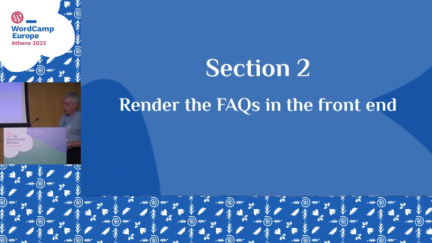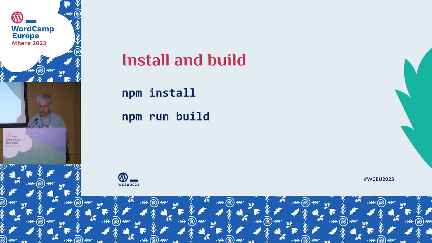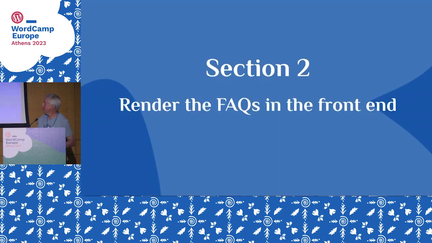Okay, section two. So if you're following along in the repo, go to workshop notes section 2.md. In this section, we're going to actually render the FAQs in the front end. Now, earlier we built a dynamic block. There's two kinds of blocks, a static block and a dynamic block.